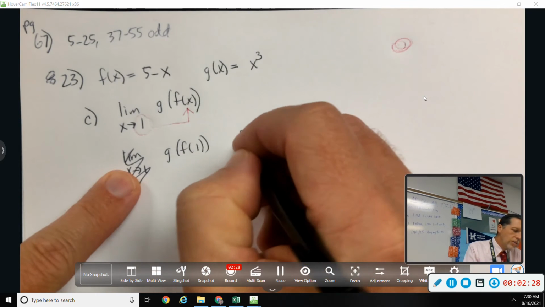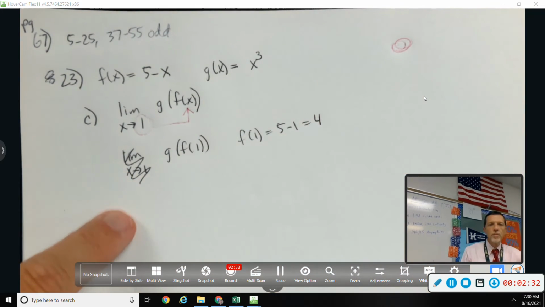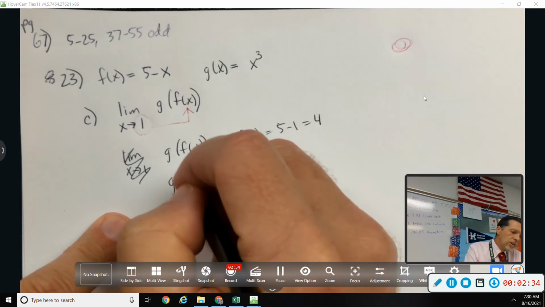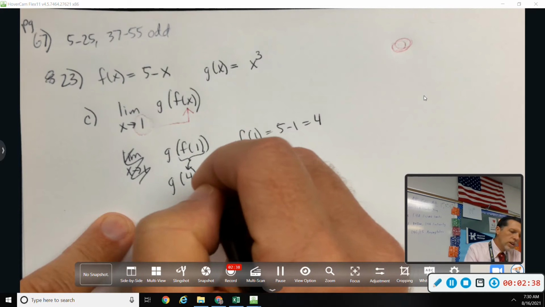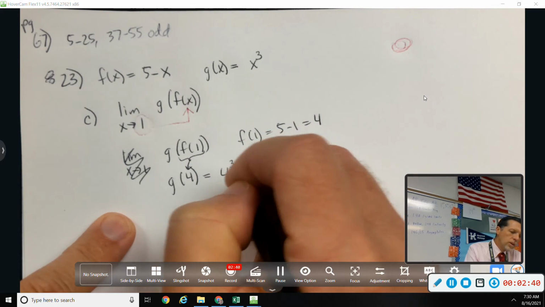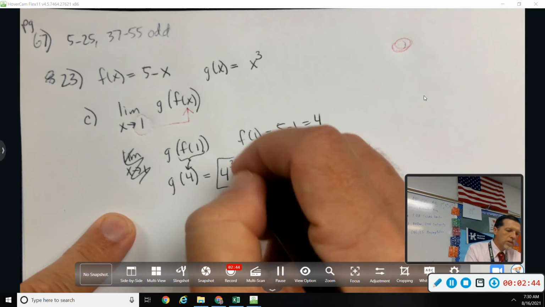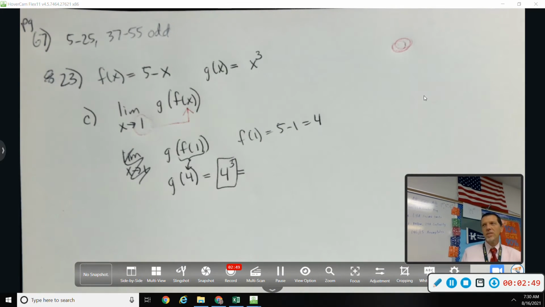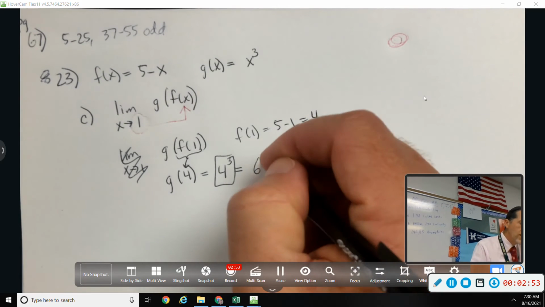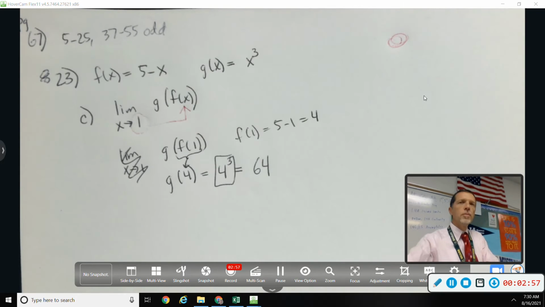So f of 1, 5 minus 1 is 4. And then g of 4, because f of 1 is 4, is 4 cubed. 4 times 4 is 16 times 4. Actually, safe stop. So the answer is 4 cubed. Why mess up 4 cubed? It is 64, but if you're worried about multiplying things out, leave it as 4 cubed.